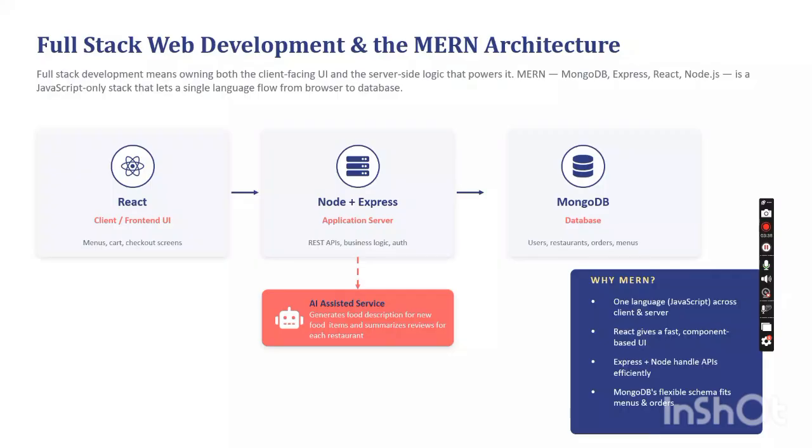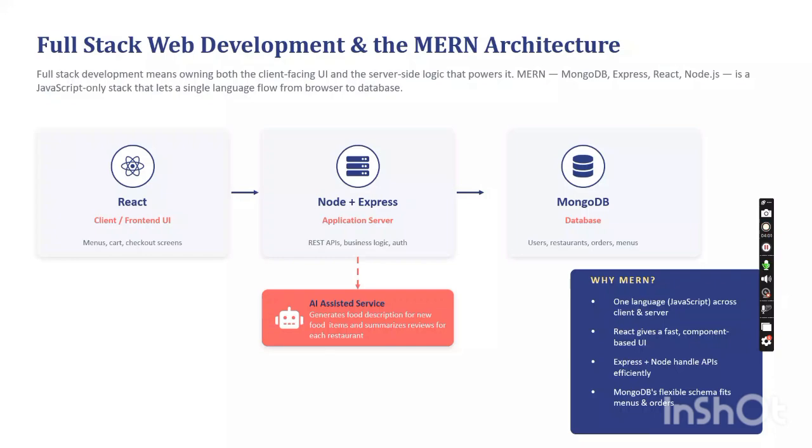Two, an AI review summary. This analyzes all the reviews submitted by the users for a particular restaurant and generates a concise summary. So instead of reading through dozens of individual reviews, we get the overall sentiment and key points at a glance.